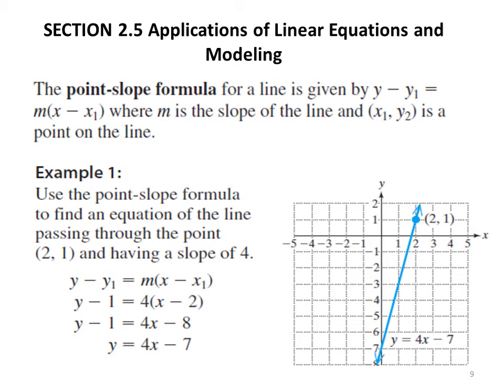The slope is positive, the slope is 4. That means when x increases by 1 unit, the y value will increase by 4 units.